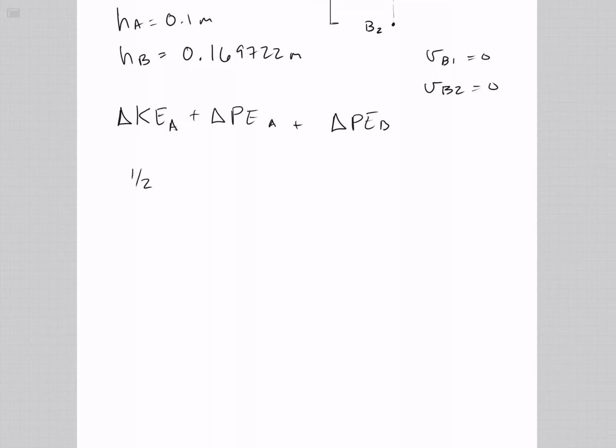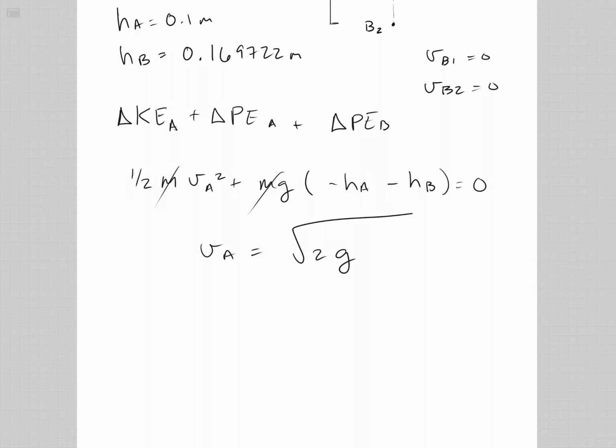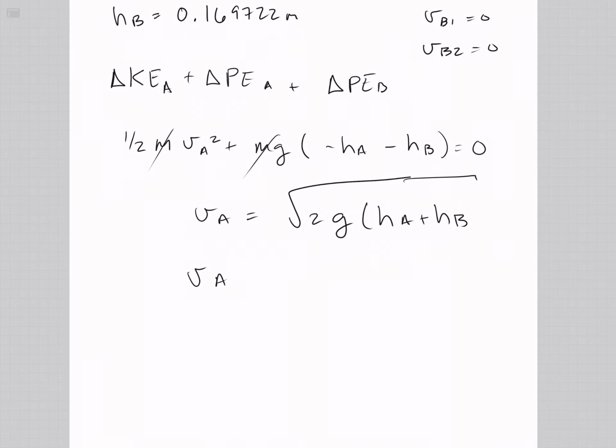And the mass cancels out, which is really nice, so you get 1/2 m vA squared plus mg, and you get negative hA and negative hB, and those are negative because they're traveling downwards. And the mass cancels out, and solving for vA, you get the square root of 2g times (hA plus hB). And when you solve that out, you get that the velocity of A is equal to 2.3 meters per second.